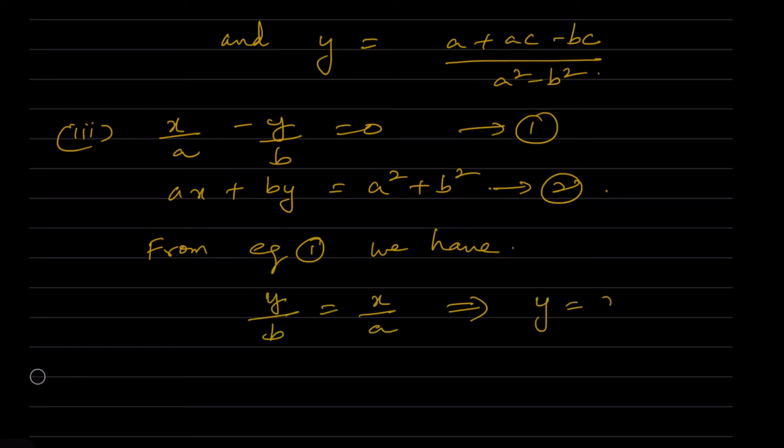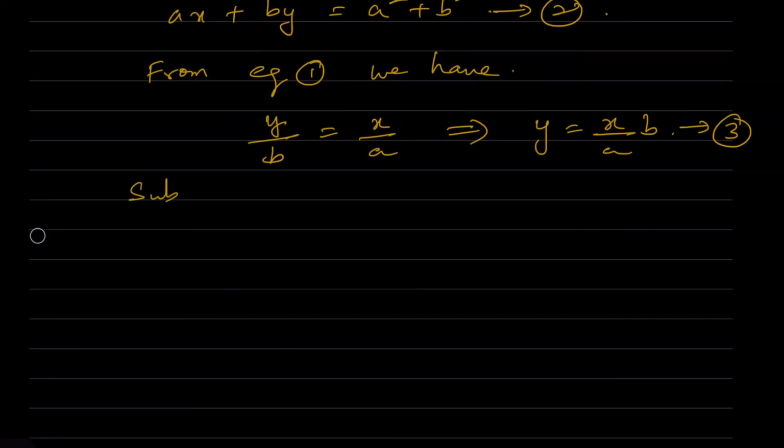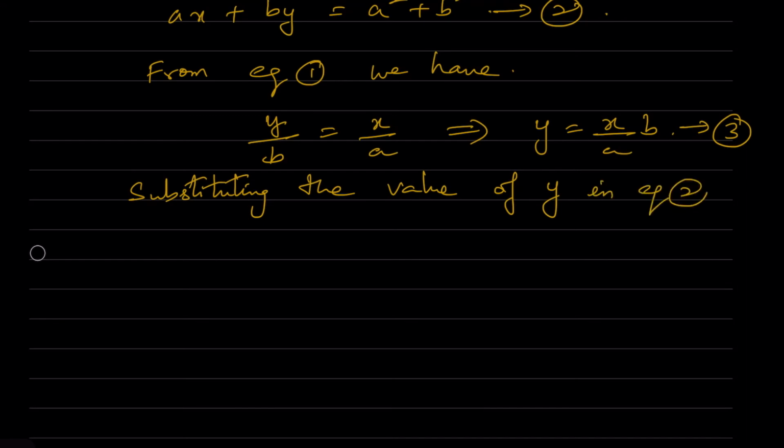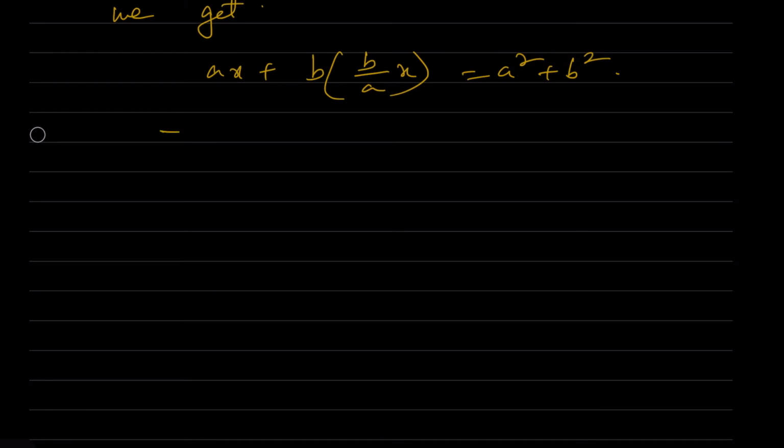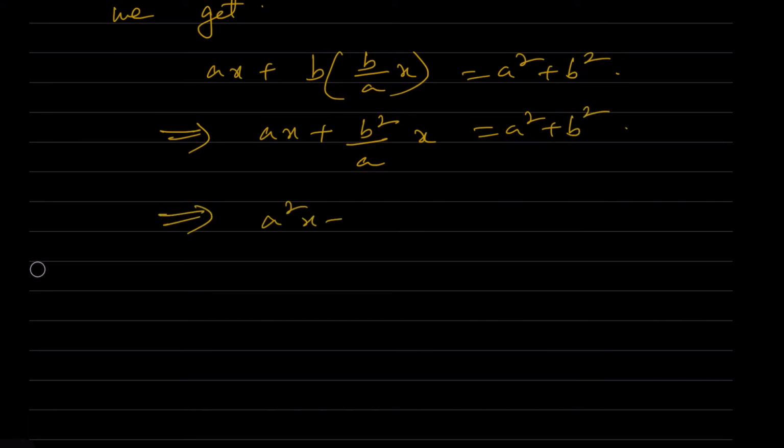So from equation 1 we have y by b is equal to x by a, which implies y is equal to x by a into b. Take that as equation 3. Now substituting equation 3 in equation 2. So what are we getting? ax plus b into b by a into x is equal to a square plus b square. Taking LCM here, you are getting a square plus b square x by a is equal to a square plus b square.